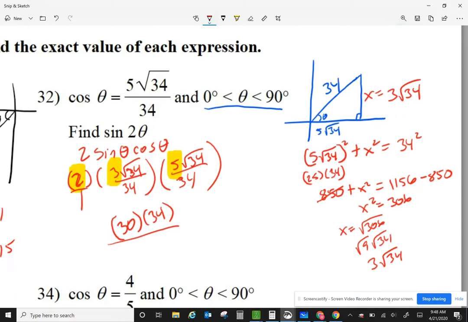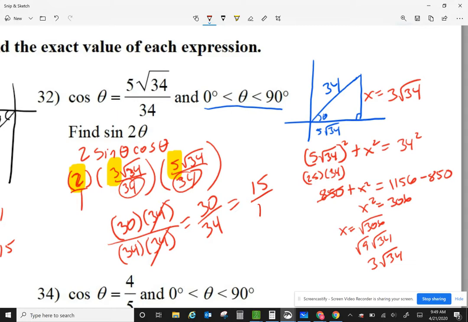Now at the bottom of my fraction, I have 34 times 34. Let me cancel these 34s. So my answer is 30 over 34. Simplify your fraction as 15 over 17. Type it as 15 over 17.